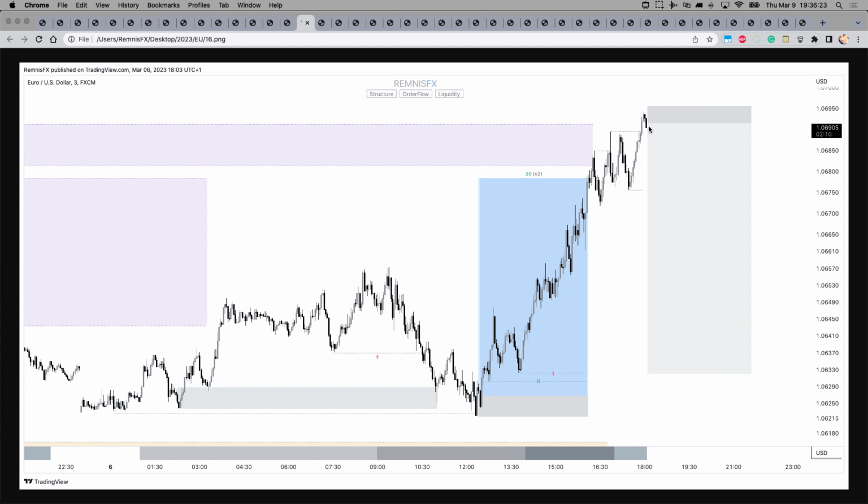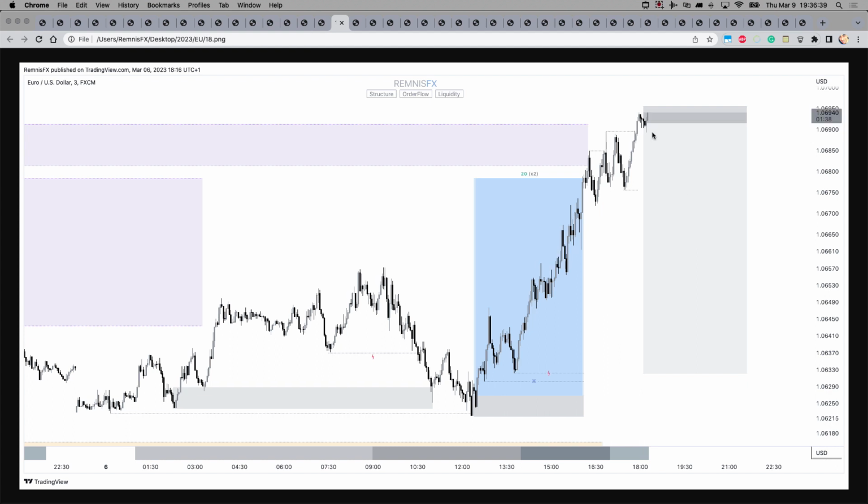So at this point, I was basically wanting to take a calculated risk position, place my sell limit here, stop there. And then, as you can see, my position did get triggered. And at this point, price came back one more time.